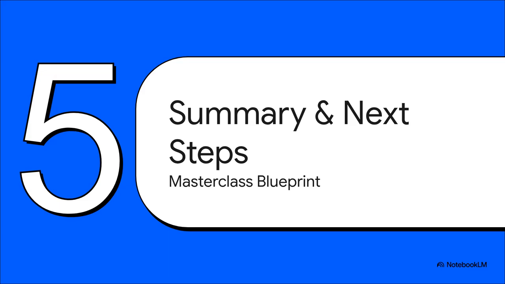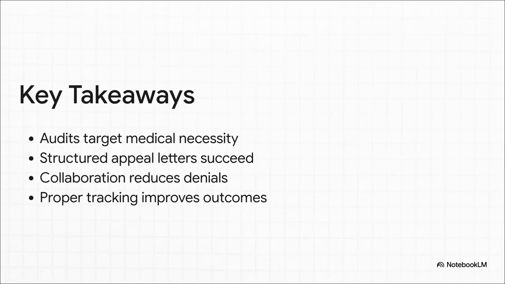Let's wrap up with a summary and our next steps. Here's the core blueprint to take away. RAC and MAC audits are primarily gunning for upcoding and medical necessity. Your absolute best defense is a highly structured appeal letter backed by irrefutable clinical documentation. You can't do this in a silo. It requires seamless collaboration across your multidisciplinary defense committee. And when you hit a wall, escalate professionally up the hierarchy to get that revenue back.